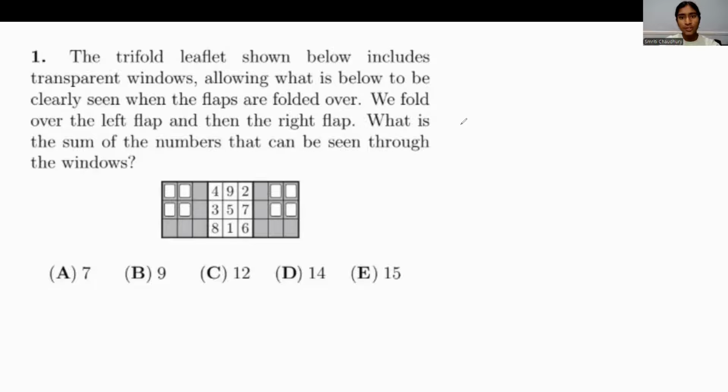So first, let's find the numbers. If we were to fold over the left flap, it would show these numbers over here. And then when we fold the right flap, we see these numbers. So the two numbers seen are 9 and 5. And since we're being asked for the sum, we'd add them, which is 14. So our answer is 14, which is D.